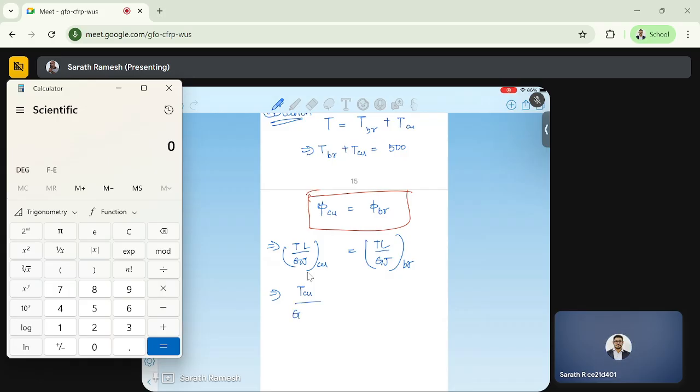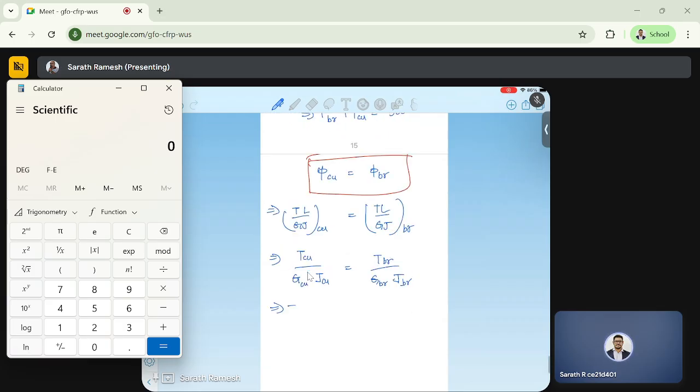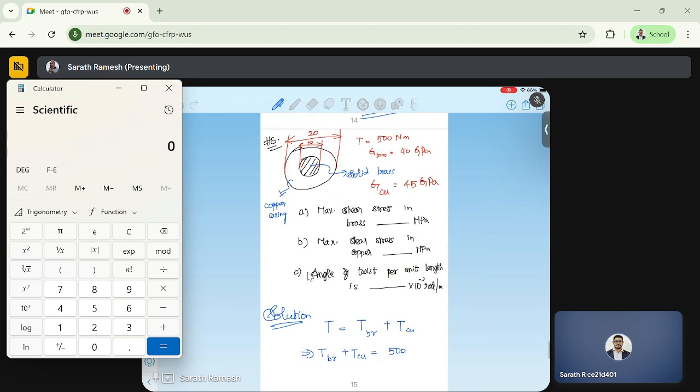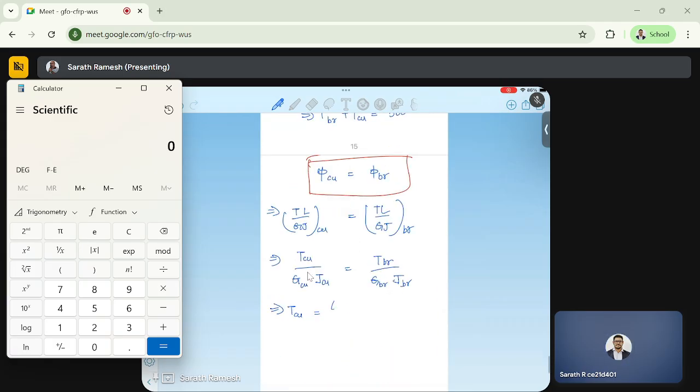Copper, and J copper here. J copper equals, again, T brass, G brass, and J brass. So this is equal to T copper, what is G copper? 45 by 40 times J copper by J brass.